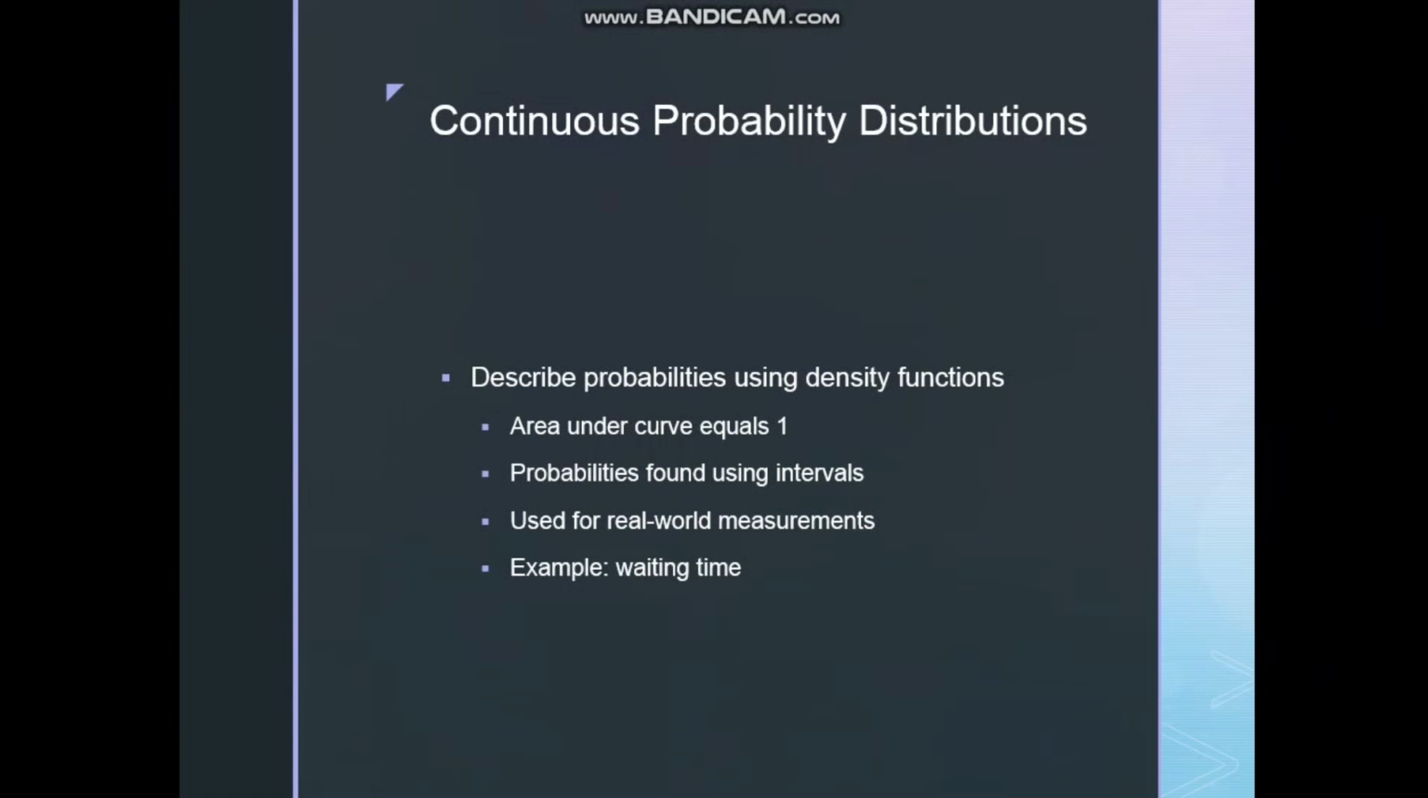A continuous probability distribution describes how probabilities are spread over an interval. They are defined using probability density functions for continuous distributions. Probability is represented by the area under the curve. The total area under the curve is always equal to 1. For example, we calculate probabilities for waiting times using intervals, not exact values.